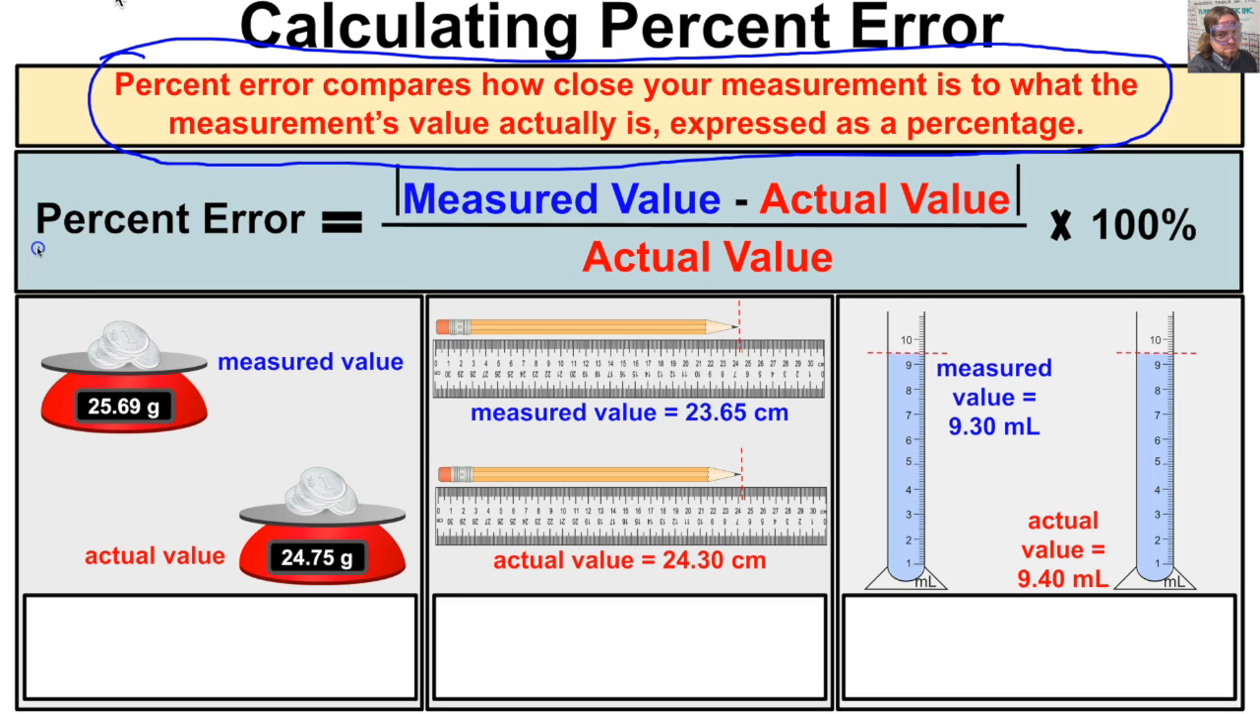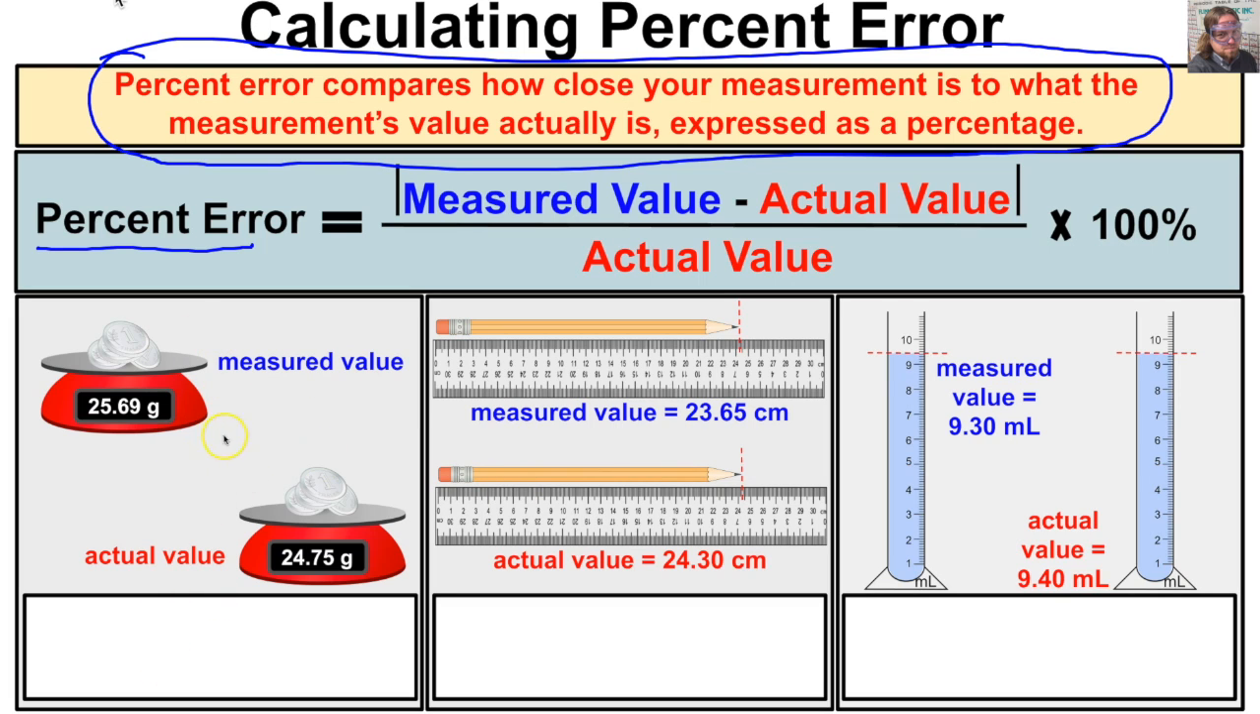So to get the percent error in your measurement, we simply take the absolute value of our error, which we learned how to calculate in the previous slide, and we divide that by the actual value and multiply by 100%. So to get the percent error, we take the measured value minus the actual value, and we're going to take the absolute value of that. We're going to divide that by the actual value and multiply by 100%.